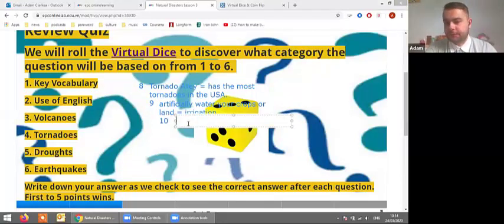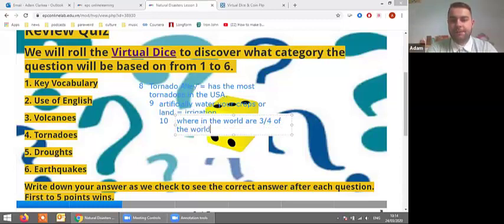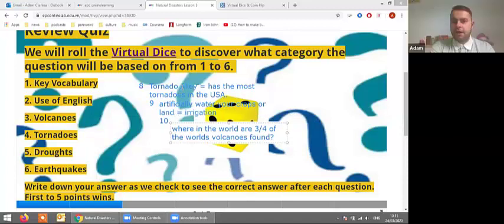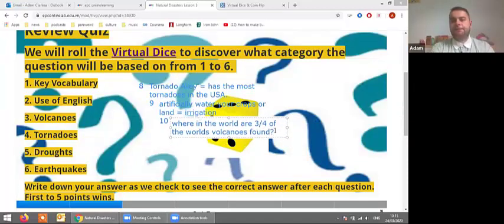Where in the world are 3/4 of the world's volcanoes found? Pacific Rim. It's not quite the Pacific Rim, but that's a good guess. There are a lot of volcanoes there.